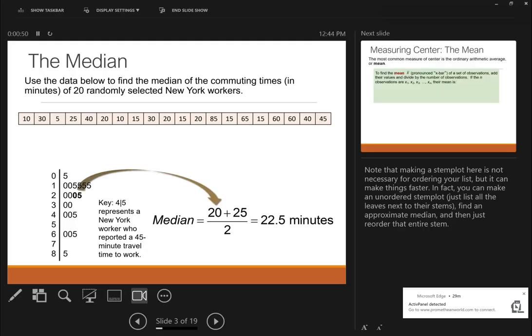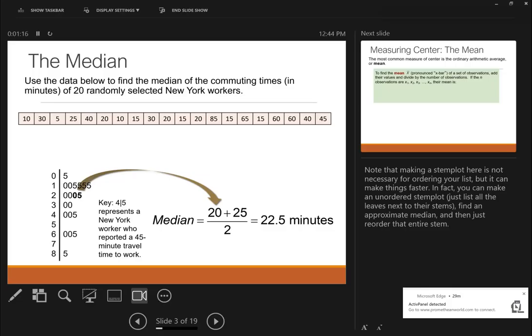Once I do that, if I count from the ends, these are my middle two, which would represent 20 and 25. So I take the average of those and get 22.5 minutes.